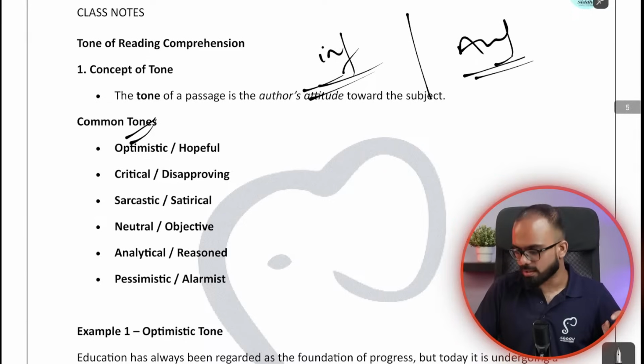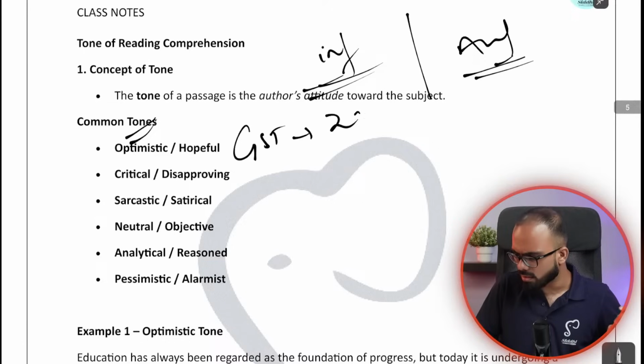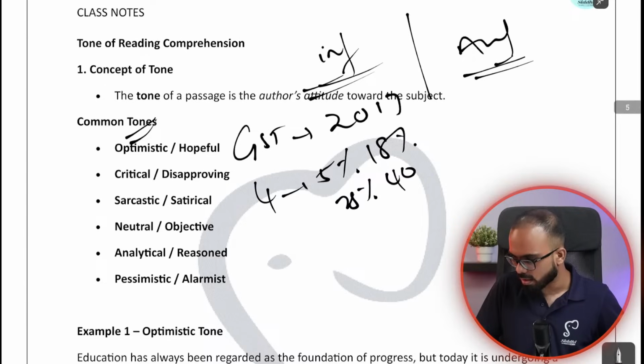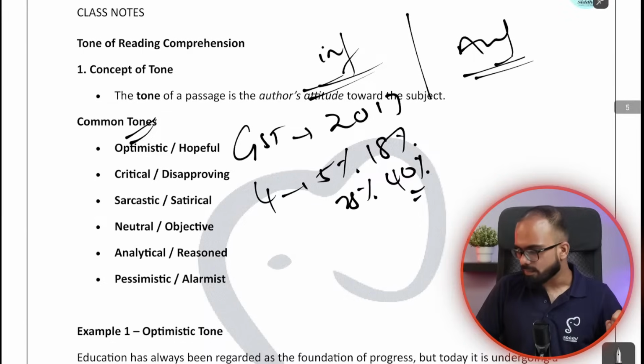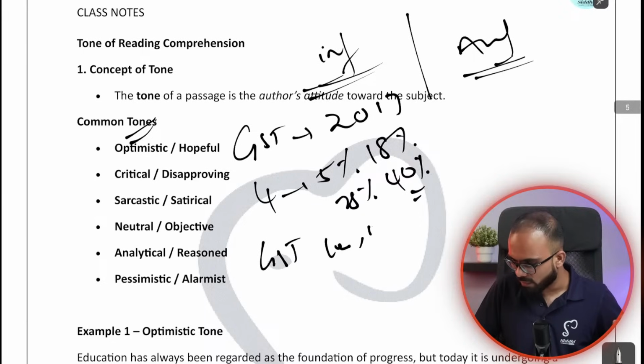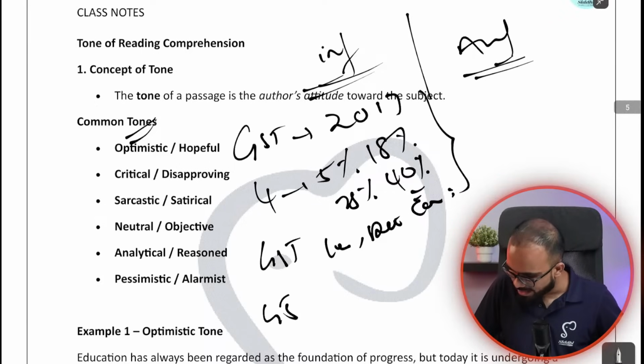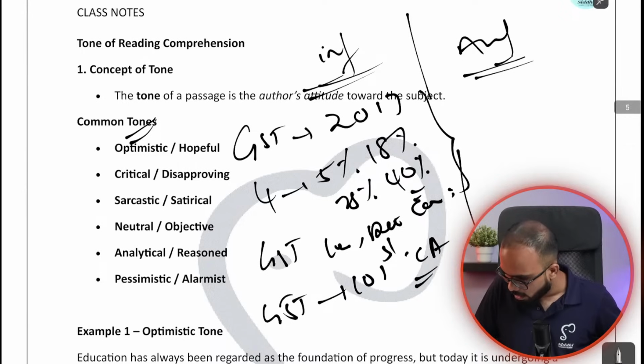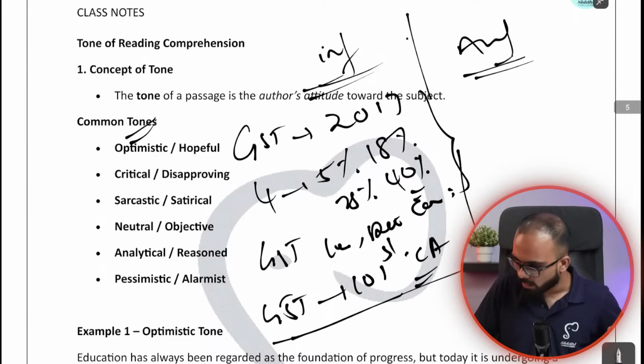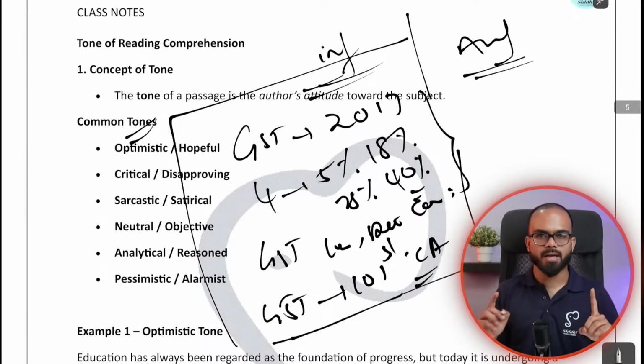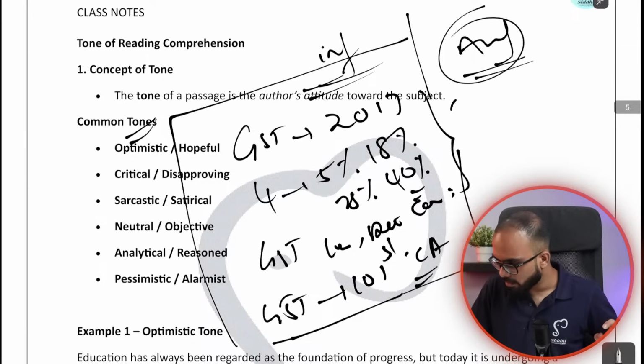Informative RC goes like this. GST in India was introduced in 2017. There are 4 slabs, 5%, 18%, 28%, and for sin goods there is a rate of 40%. GST included a lot of levies, duties, cess, etc. And GST was introduced as part of the 101st constitutional amendment. And lastly, they will give one more line. This is one type.